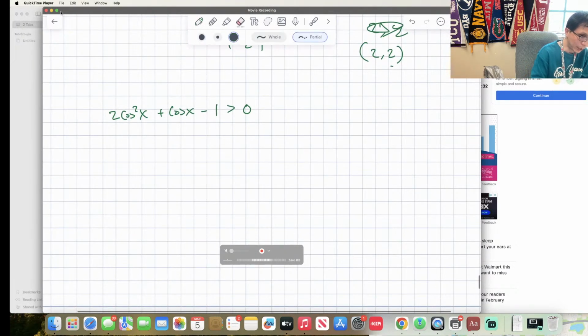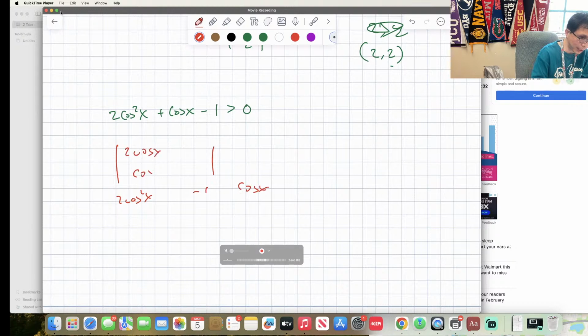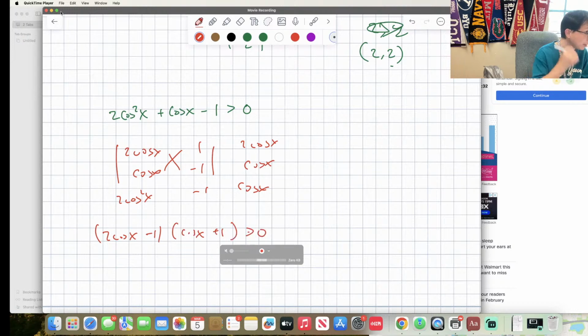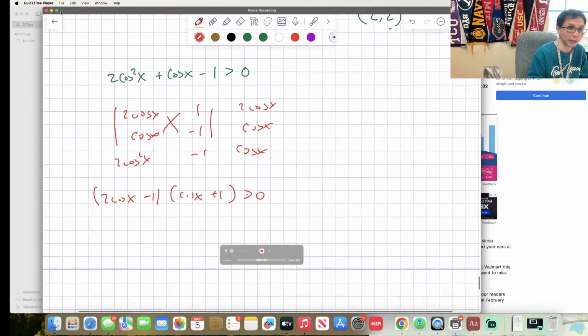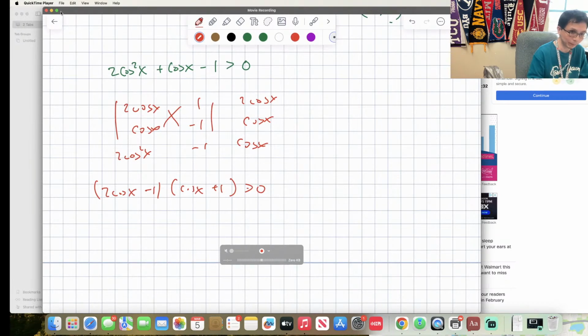So first things first, you factor this to figure out where the endpoints are. That's going to be 2 cosine of x, and there's a 1 and 1. This one's negative, so it'll be 2 cosine of x minus 1 times cosine of x plus 1 is greater than 0. This is actually a polynomial inequality, so you have to do a number line test.